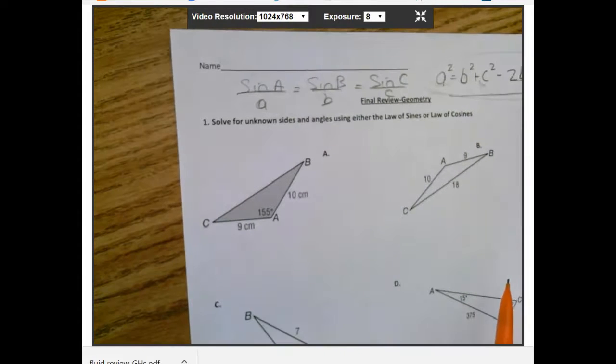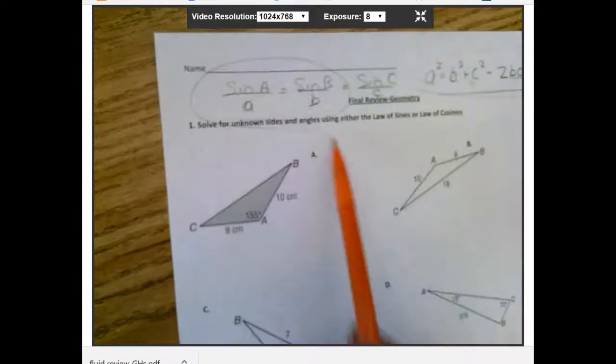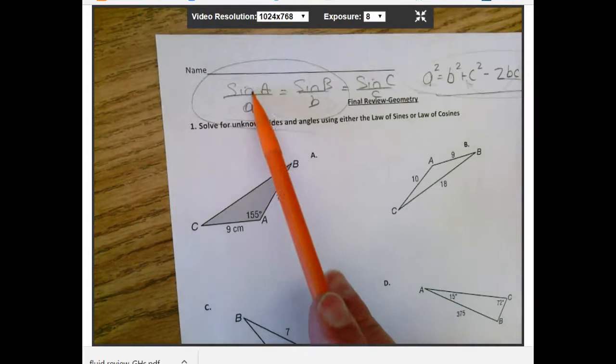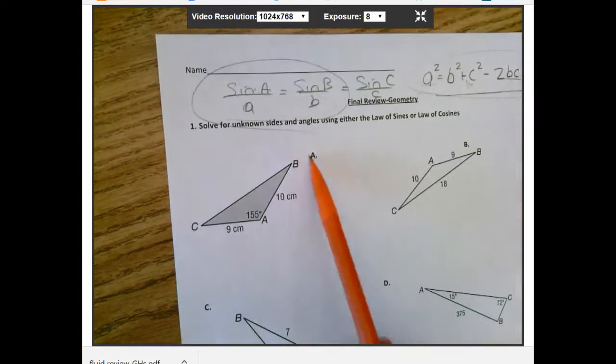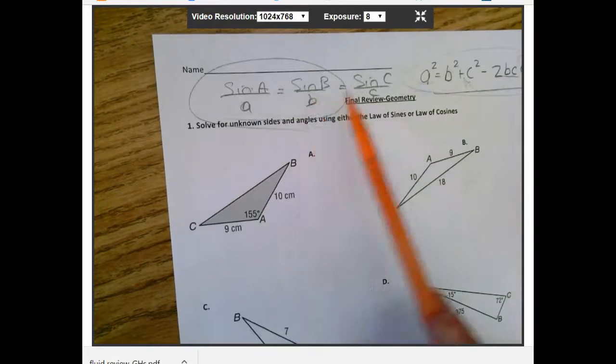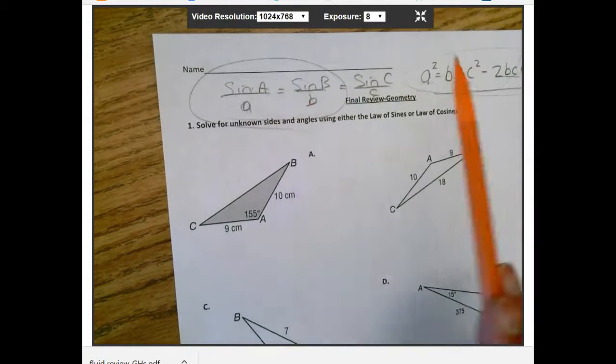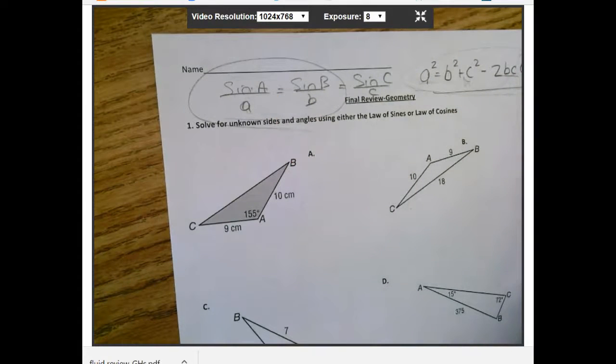And really, we ask ourselves, can we use the law of sines first? Because this is the easiest one. And the thing we have to remember is we need to have one of these angles and a side if we're going to use the law of sines. If we don't have an angle with its side, then we can't use it. We'll use it later in the process, but we start with the law of cosines then.